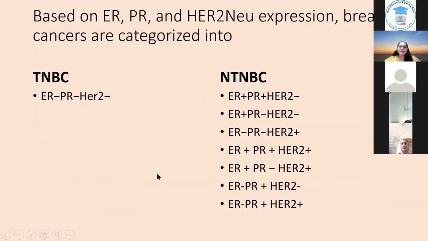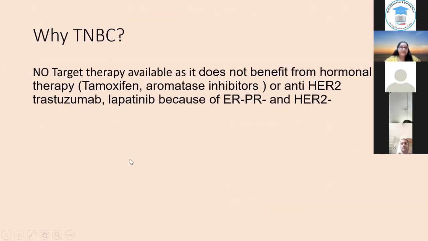Based on ER, PR, and HER2/neu expression, breast cancers are categorized into TNBC when all three are negative, and non-TNBC with all the other permutations and combinations. Like if 2 are positive and 1 negative, or if PR and HER2/neu are negative and only 1 is positive, either of these comes in the category of non-TNBC. So today we are talking about this category, what the inference of this category is, what its significance is, and why we are talking about TNBC today.